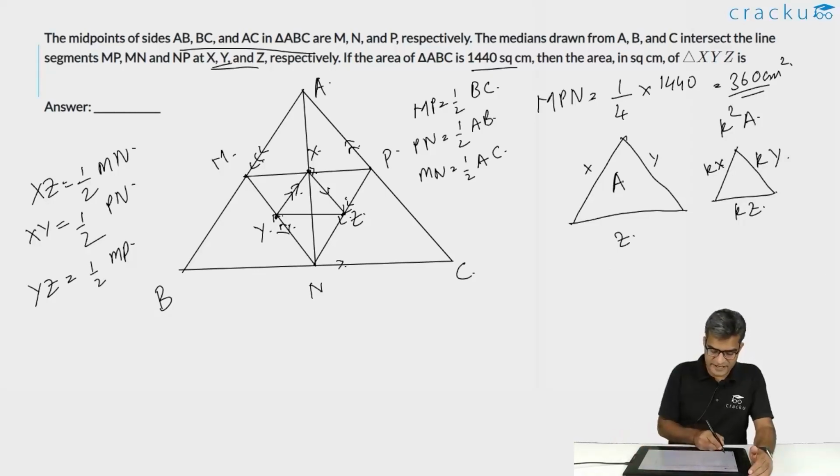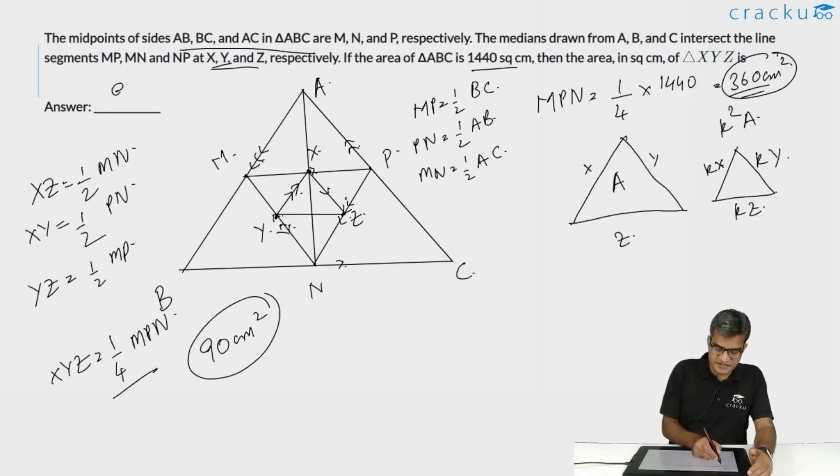Therefore, the area of triangle XYZ will be 1/4 the area of triangle MPN, which we have calculated is 360 centimeter square. Therefore, the area of XYZ will be 90 centimeter square. So the answer for this question is 90.